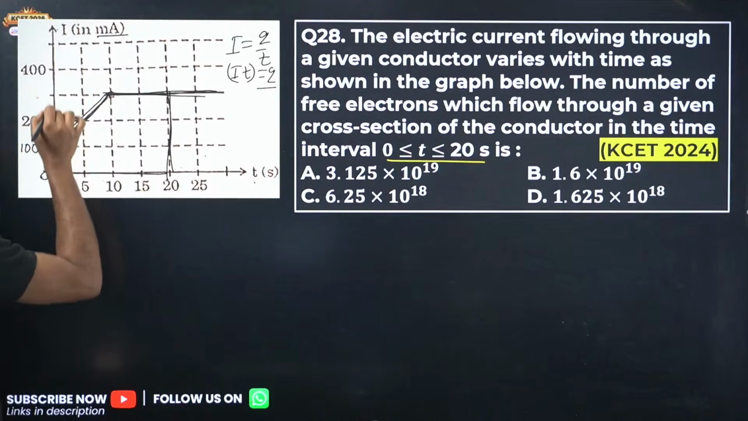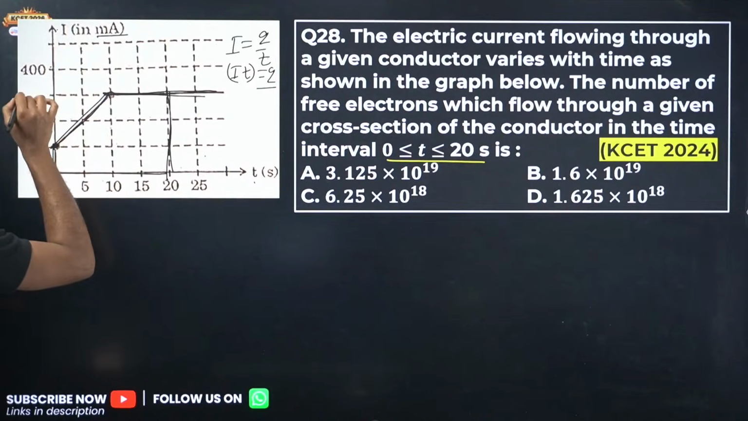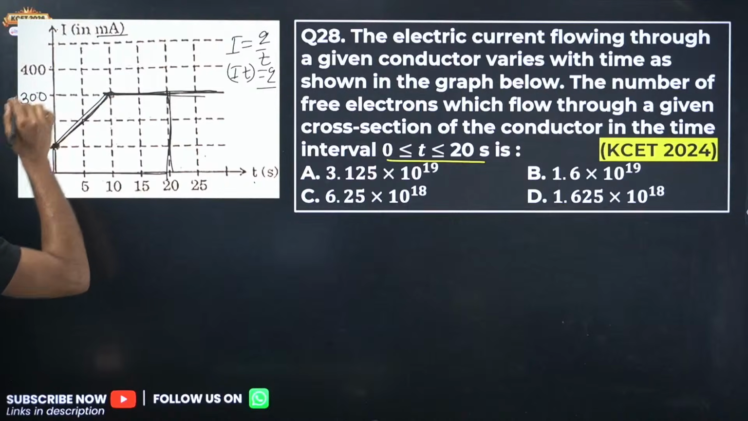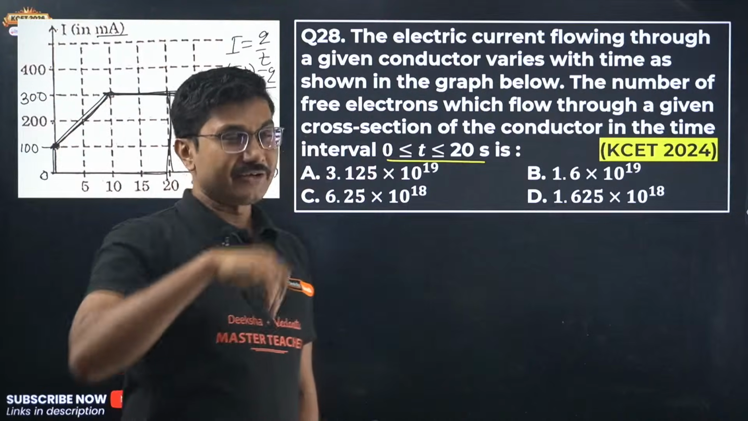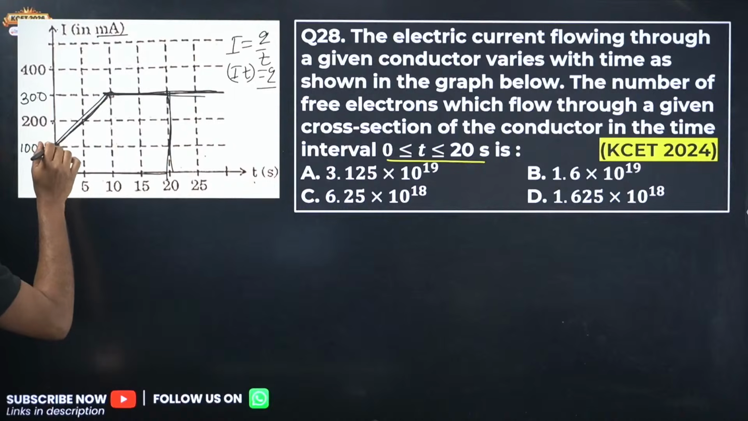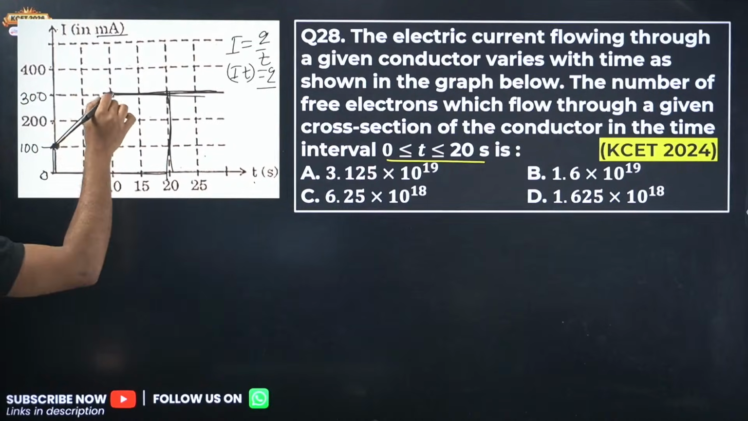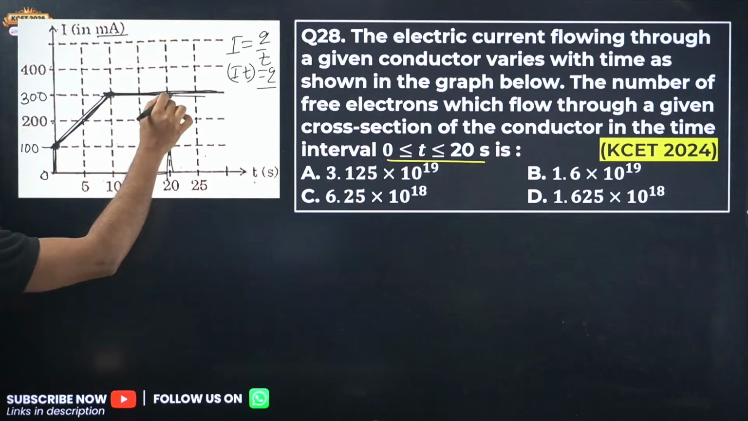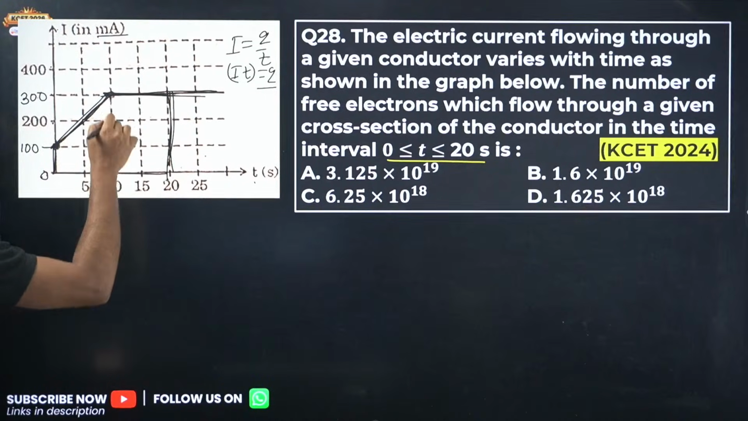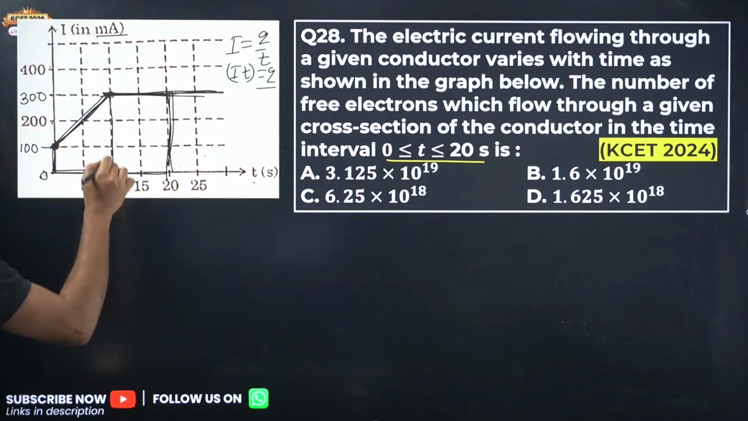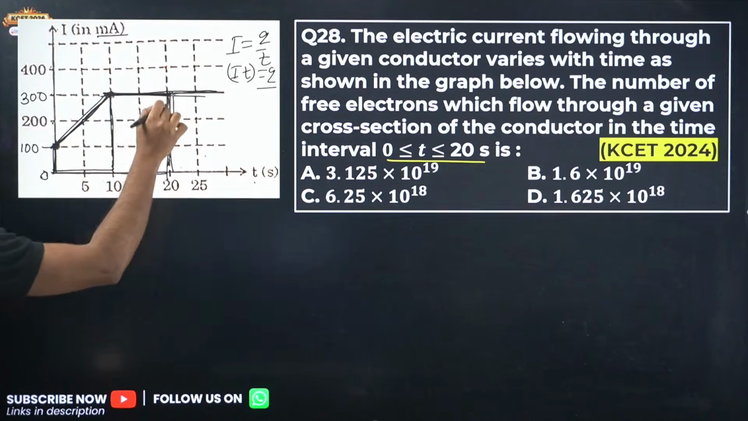And this is 200, this is 400, so the midpoint must be 300. So this is another tricky question. So the midpoint is 100 and 300, and now you can calculate the area. There are two shapes, one is this trapezium and one is this rectangle.